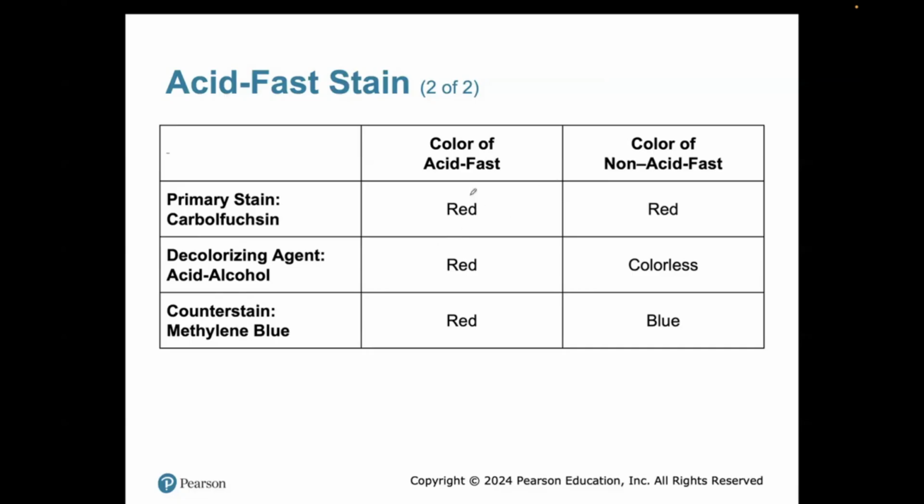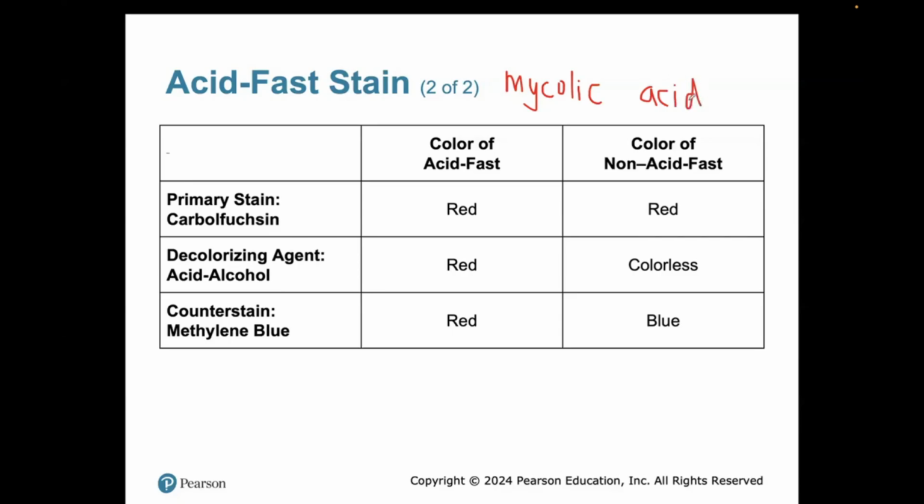With acid-fast bacteria, if it is in fact acid-fast, it's going to stay red the whole time because acid alcohol will not wash the carbofuchsin out of the cell membrane. Acid alcohol will not remove the carbofuchsin from acid-fast bacteria because they have an acid in their membrane. The acid in their membrane is called mycolic acid. They have this substance called mycolic acid, and that's why these guys are unaffected by the use of acid alcohol.